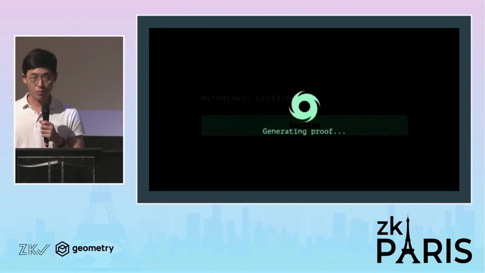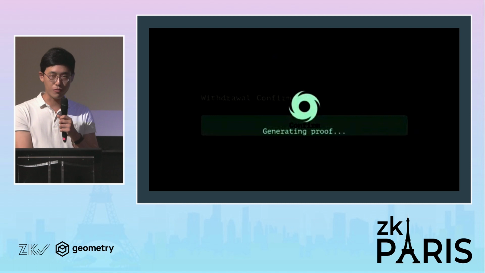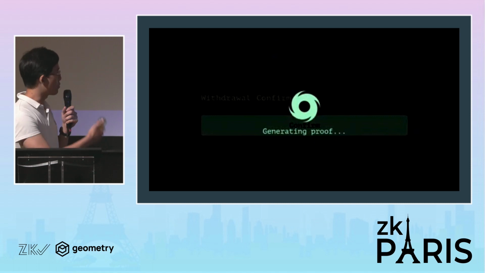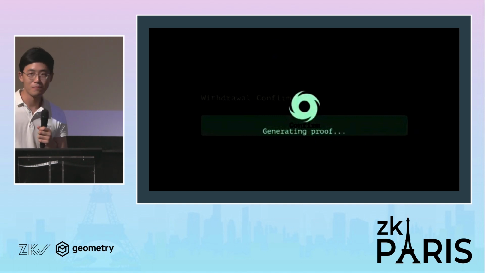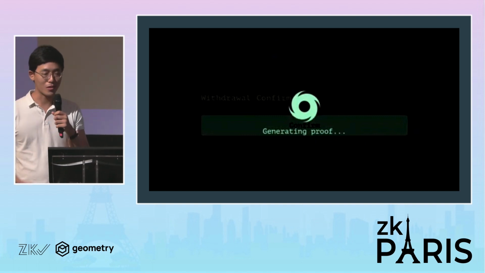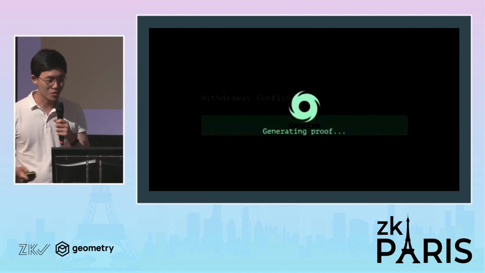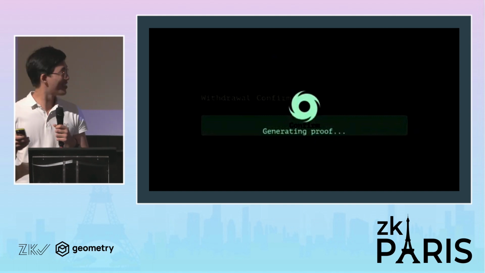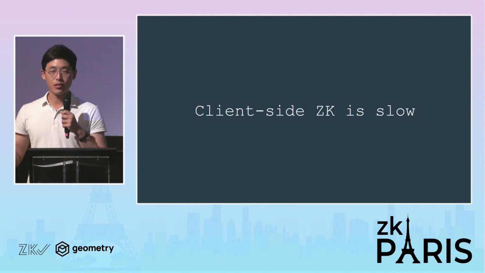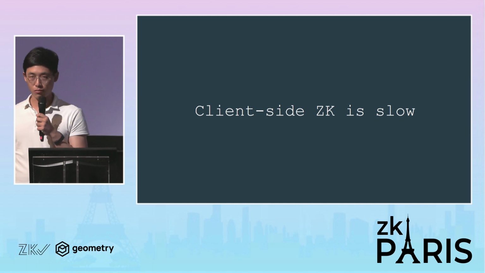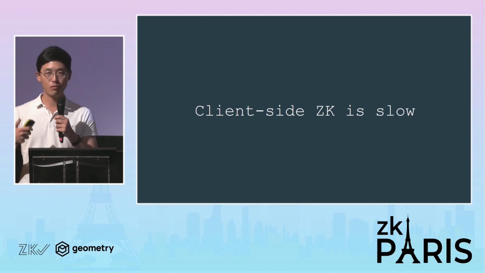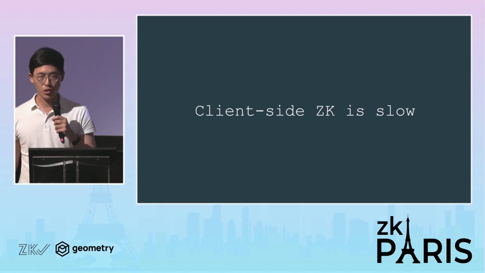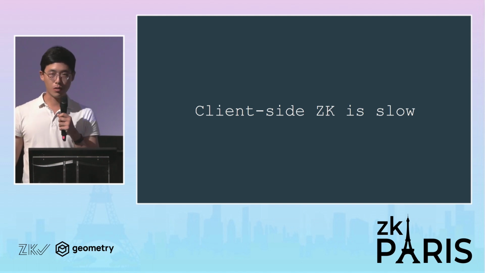But before we begin our presentation, let's generate a ZK proof in our browser because we want to do some transaction. And it's taking a really long time. That's a problem. Client-side ZK tends to be pretty slow, even for circuits which are reasonable in size for privacy-related applications. So how can we make this faster?